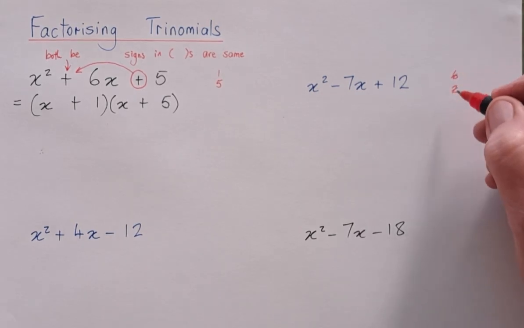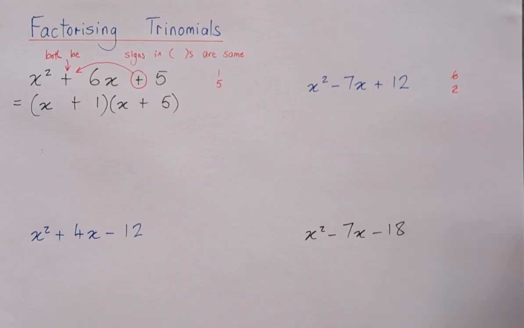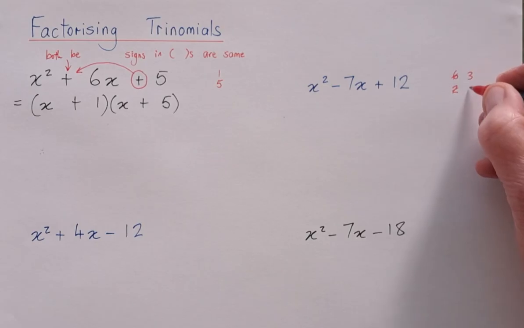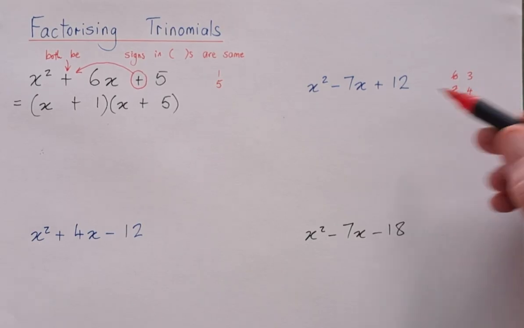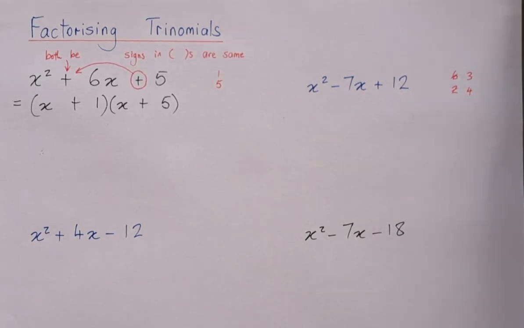I leave them there. I don't erase them or anything because I want to always be able to look back and see which combinations I've used. As the numbers get bigger, there might be more combination options. So another option for 12 is 3 times 4. Can 3 and 4 give me 7? Yes, they can.